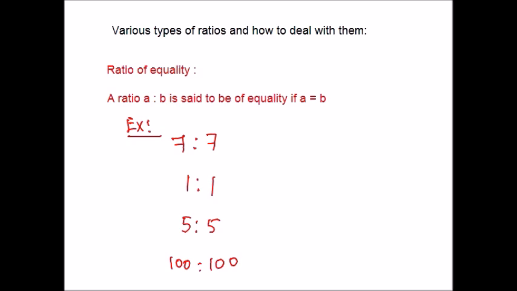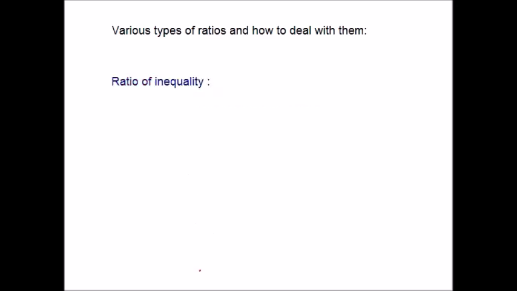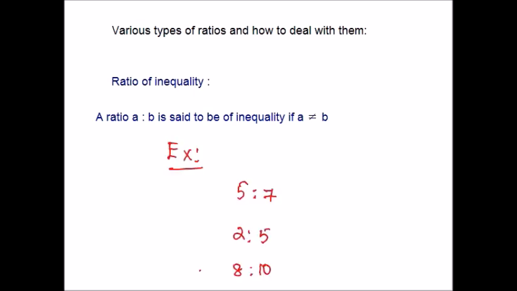In the same way, let us see what a ratio of inequality is. It is just the opposite of ratio of equality. If two numbers are not equal, then you can say that the ratio is a ratio of inequality. The definition is: a ratio A is to B is said to be of inequality if A is not equal to B. You can give any simple example for this one, numbers that are not equal. Hope you are clear with this concept, ratio of equality and ratio of inequality.